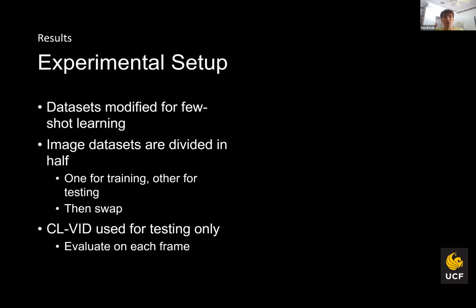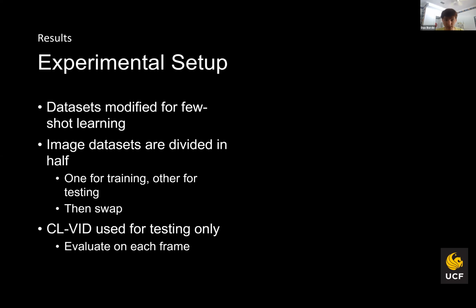So results. First, let's go over the experimental setup. Since this is a novel problem, there are no data sets for it yet. So they have to modify the existing detection data sets in order to get this to work. The way they do this is they take existing detection image data sets and split them in half class-wise. For example, as we'll see in a minute, they use the Pascal VOC data set. They use both 2007 and 2012.